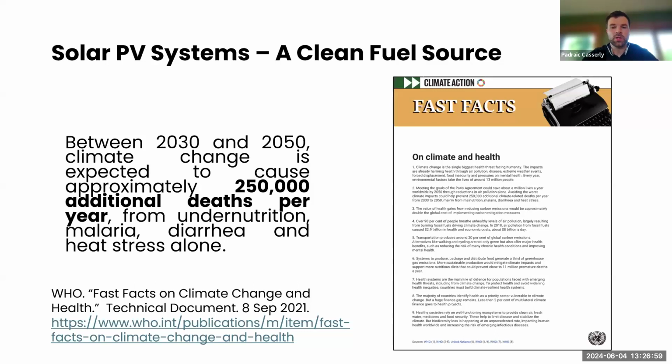Next slide, please. And so solar PV systems, they also do not emit any greenhouse gases. Between 2030 and 2050, climate change, which is caused by rising concentrations of greenhouse gases from the burning of fossil fuels, is expected to cause 250,000 additional deaths per year from undernutrition, malaria, diarrhea, as well as heat stress. And so this will particularly affect those who are not born or young people today.